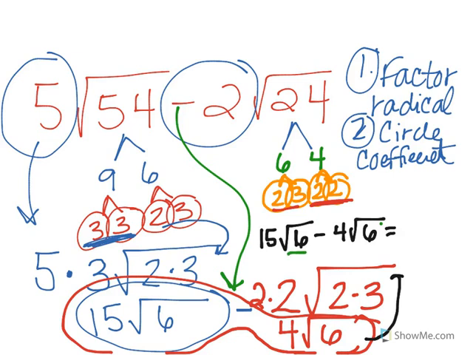Are the radicands the same? If the radicand is the same, that's good for you. That's like having like terms. So now all I have to do is subtract. 15 minus 4 is 11. And my answer is 11 square roots of 6, because you keep the 6.